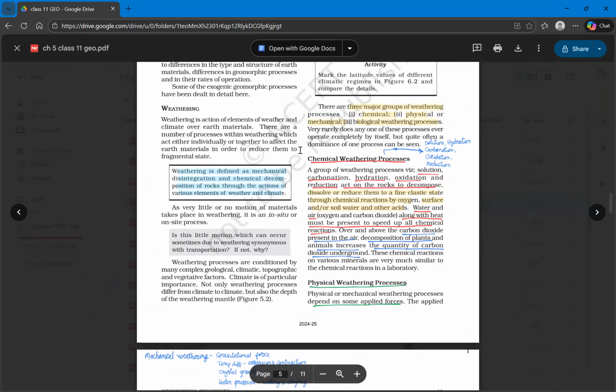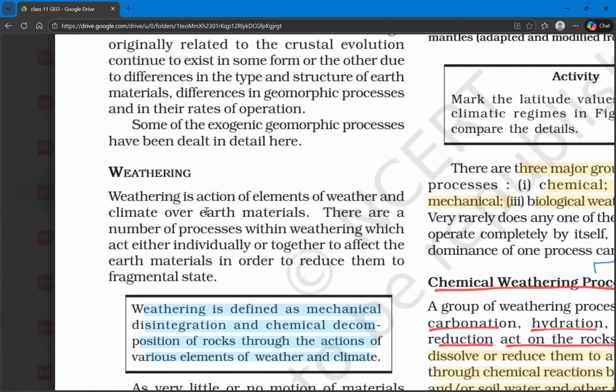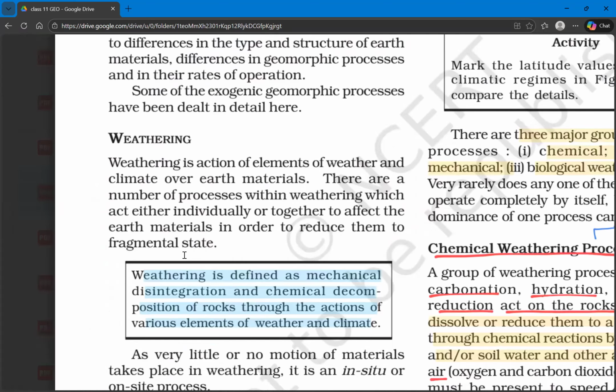The first one is weathering. So what is weathering? Weathering is the action of elements of weather and climate over earth material. So what is the point here? The action of elements of weather over earth materials. There are a number of processes within weathering which act either individually or together to affect the earth materials in order to reduce them into a fragmental state.